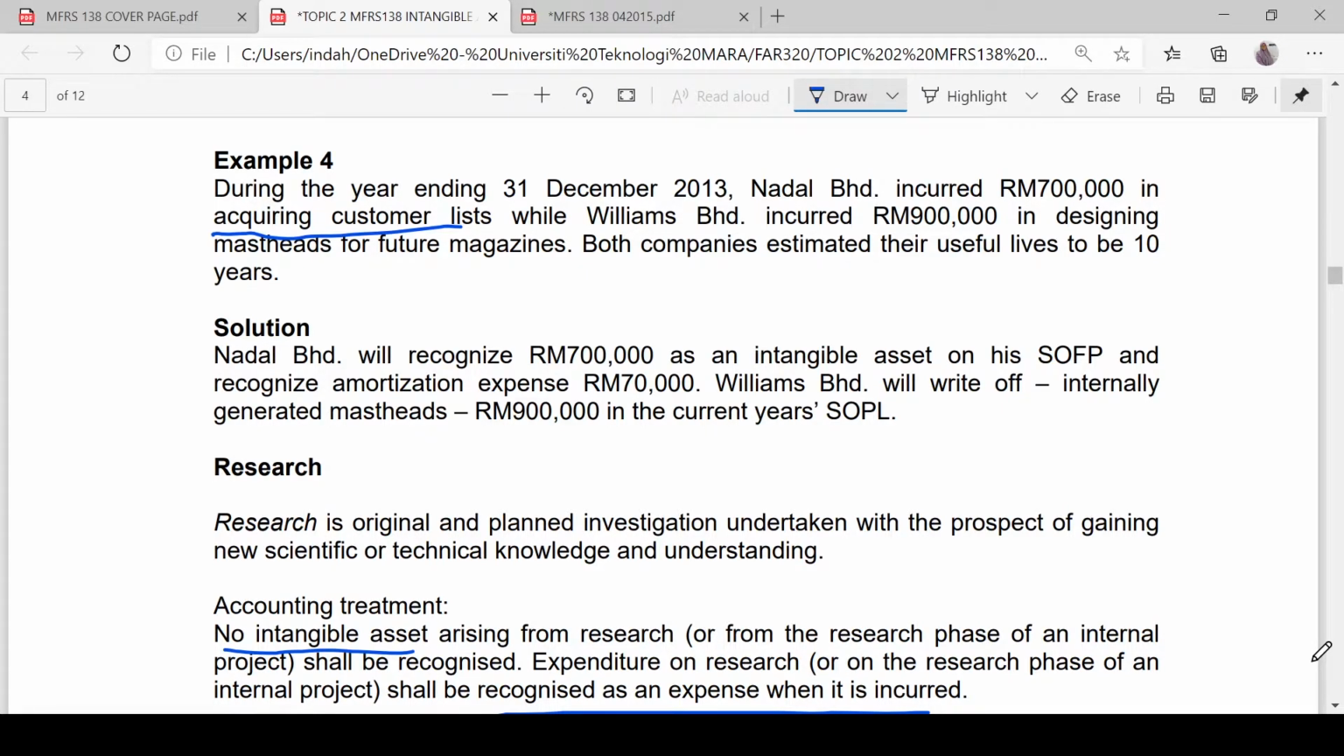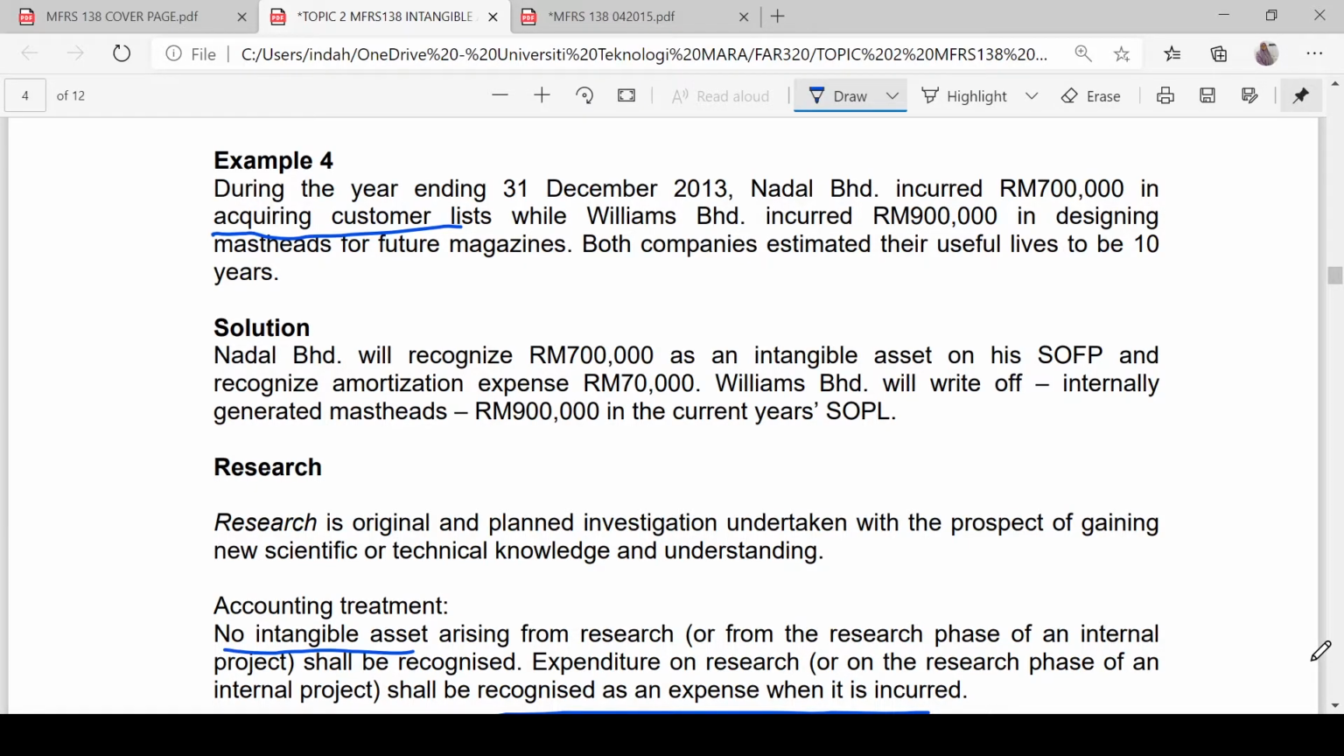Can we recognize the cost incurred in acquiring the intangible asset as intangible asset? In the case of Nadal Berhad, the cost incurred of 700,000 is to be capitalized as intangible asset because the acquired customer list is identifiable. It is separable, because it is not internally generated but an acquired customer list, a purchased customer list. And then it is controllable by the entity, and it is probable that future economic benefit will flow to the entity from using the customer list, and the cost of 700,000 can be measured reliably.